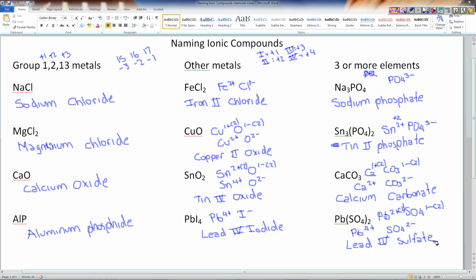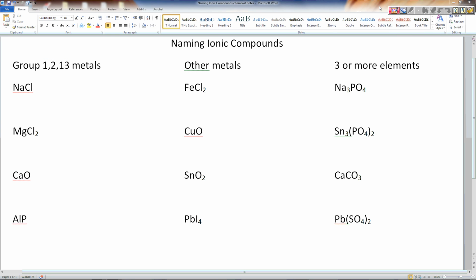And we're done. So that's how you name ionic compounds that involve either group 1, 2, or 13 metals, or other metals, or 3 or more elements.